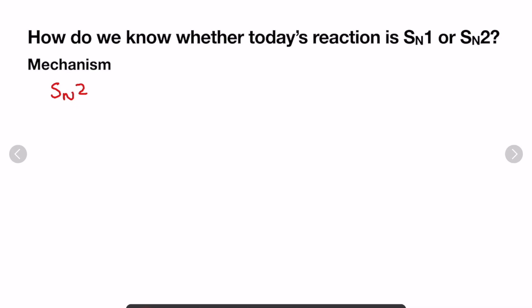The 2 reminds us that there are 2 compounds in the rate determining step. And actually the mechanism for SN2 is very simple. You have a substrate with the leaving group, and you have a nucleophile, and in a single step, the nucleophile attacks the substrate, and the leaving group leaves. You end up with R with now the nucleophile, and the leaving group off by itself.